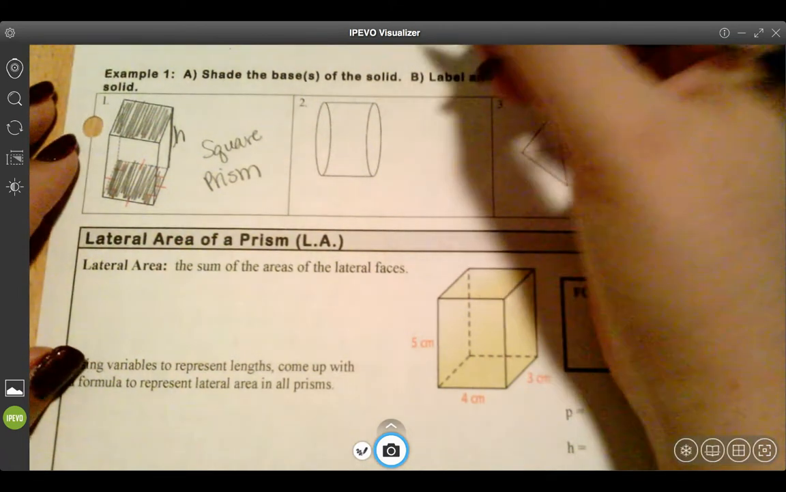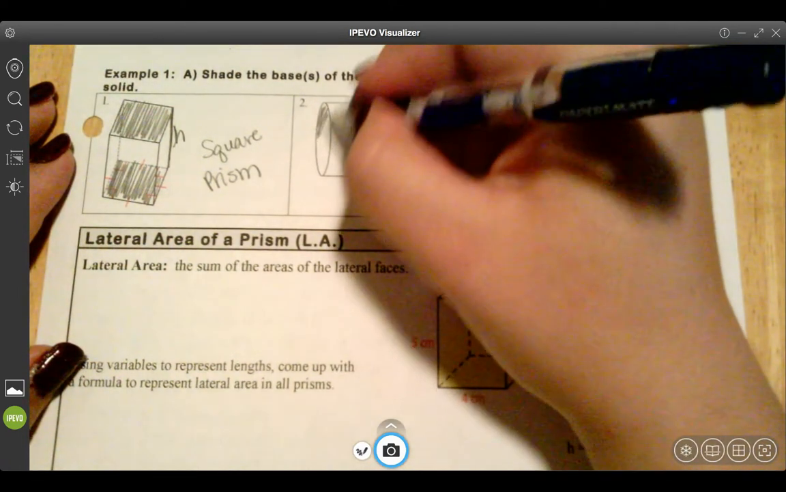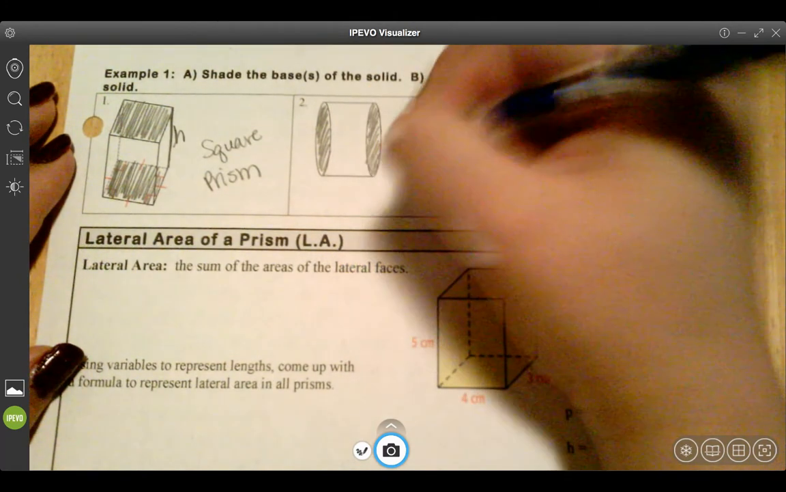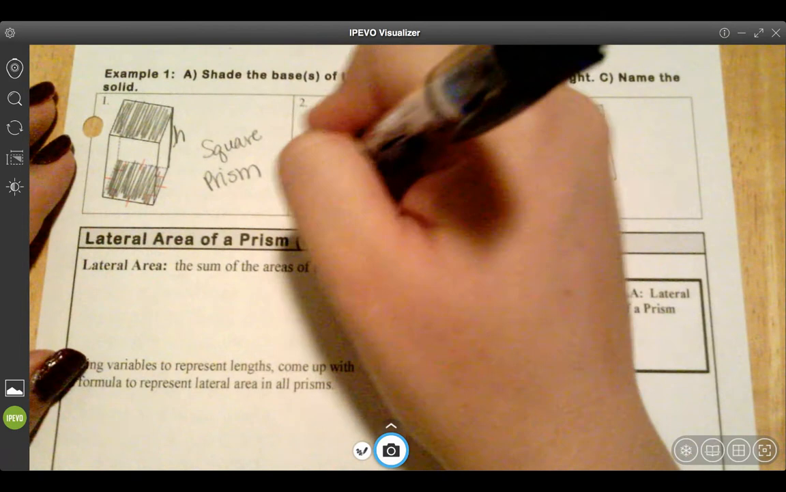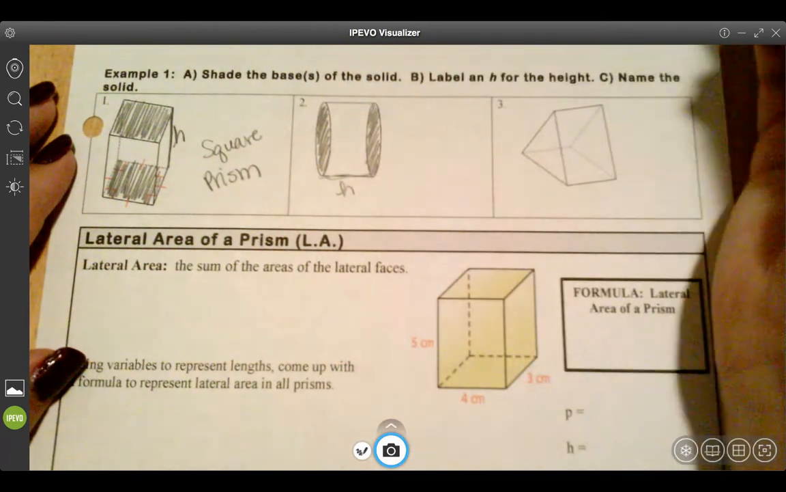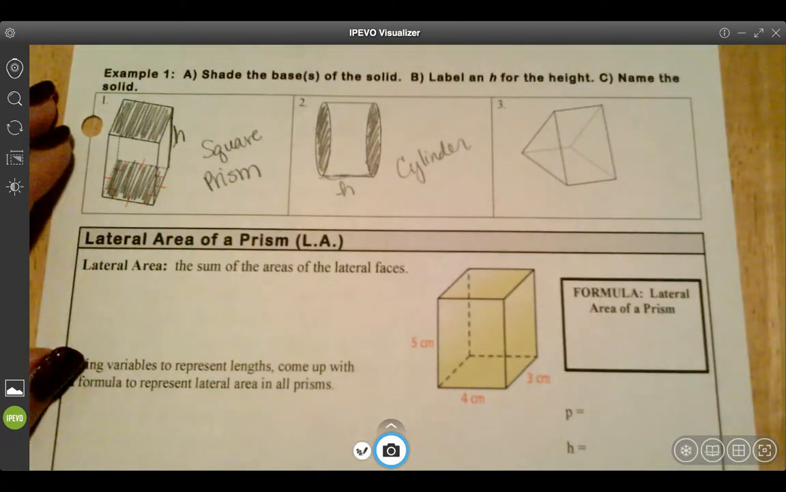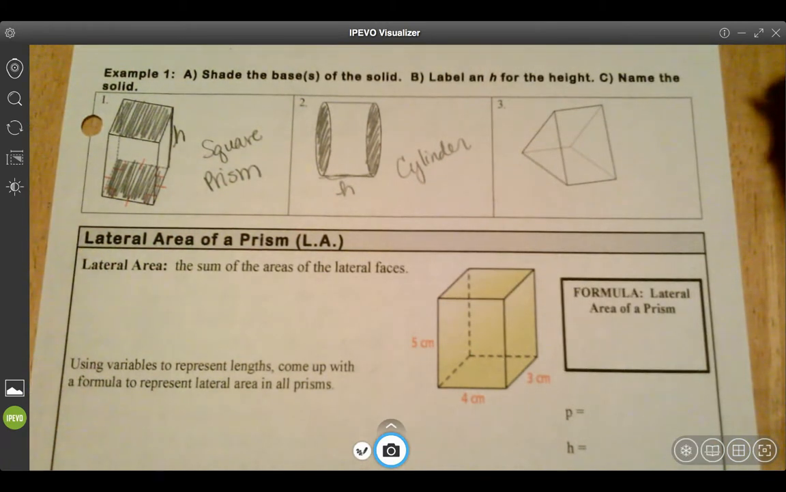In our next example, our non-rectangular sides are circles. So this will be a circular prism, which is called a cylinder. So there are my two bases. Choose one of them to be your height. And this is a cylinder. Again, we don't use the term circular prism, but that's really what it is.